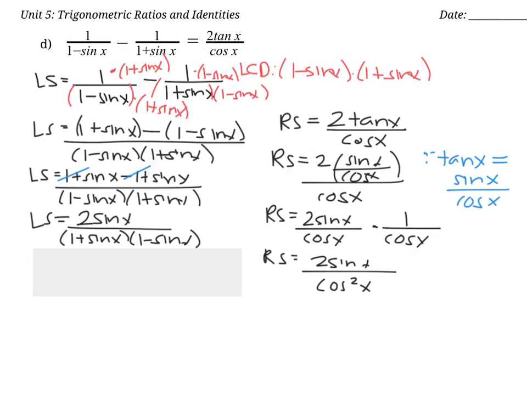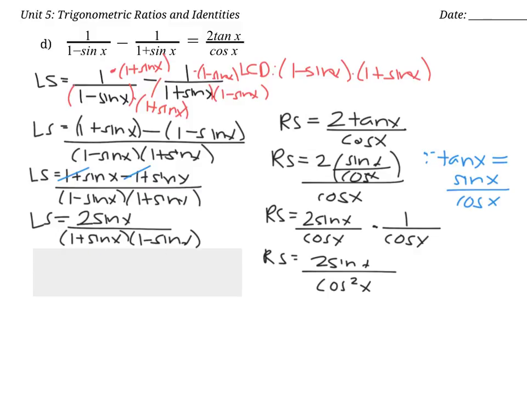Taking a look at the left side and the right side, they don't quite match. Our numerators are the same, 2 sine x, but our denominators aren't the same. But we know they have to be equivalent. So this looks like it's simplified as much as it can. Can we simplify this further? Well, we could expand this and see what that gives us.